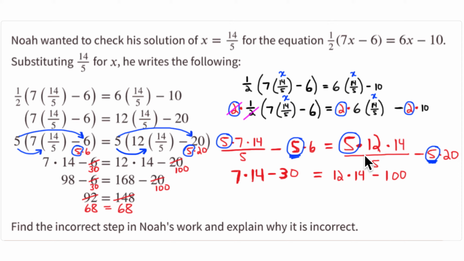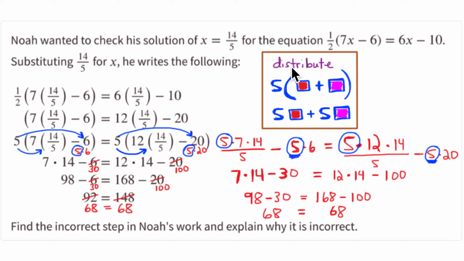So 5 times 1/5 is 1. So you're left with 12 times 14 minus 100. Then you do that arithmetic. 98 minus 30, 168 minus 100, and both of these equal 68. So 14/5 is in fact the correct solution for this equation. X does equal 14/5.